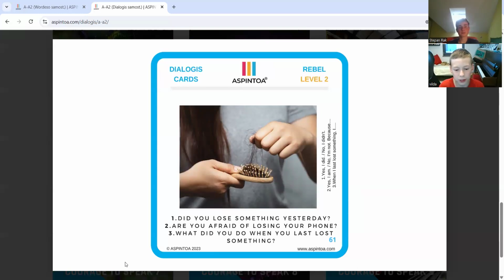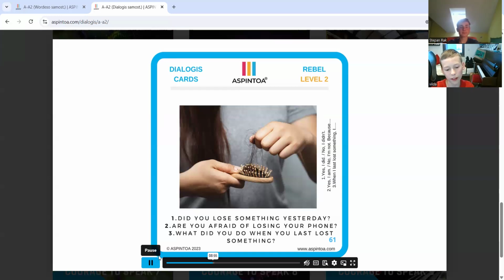And what did you do when you last lost something? First, I have to think about when was the last time that I actually lost something. Oh yeah, it must have been a pen from my pencil case. I lost it in school. I just asked my friend if he hadn't seen it anywhere, and he realized that he put it into his pencil case by mistake. So he just gave it back.